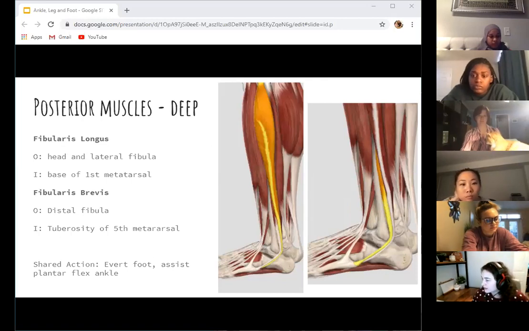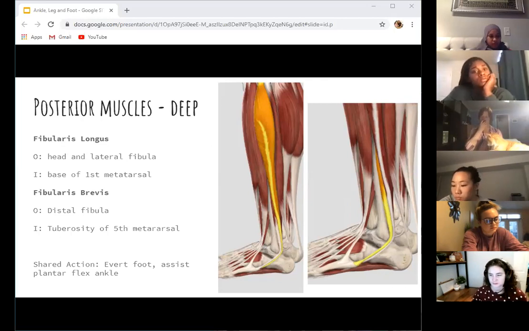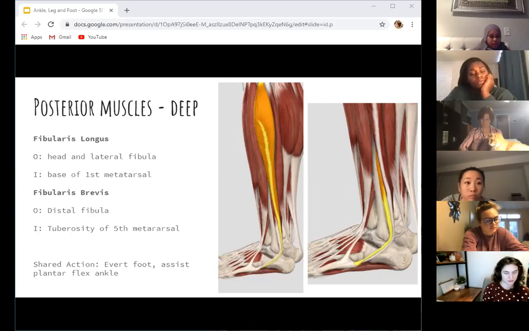These are also considered deep posterior muscles, although I think of them more as the lateral muscles. This group is your fibularis longus and your fibularis brevis. So if you're looking at my images, the picture on the left-hand side is going to be longus, and the smaller highlighted muscle on the right is brevis.